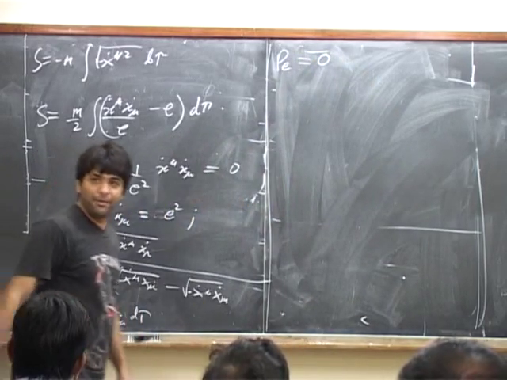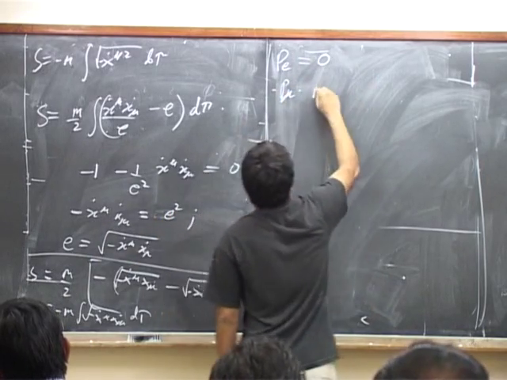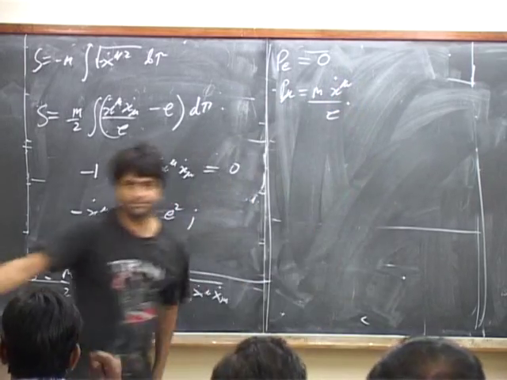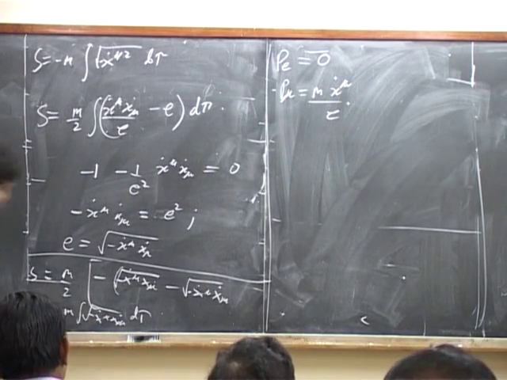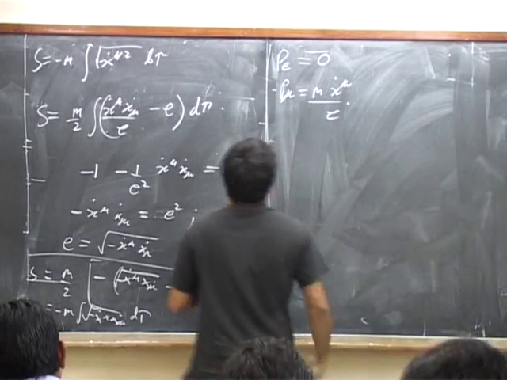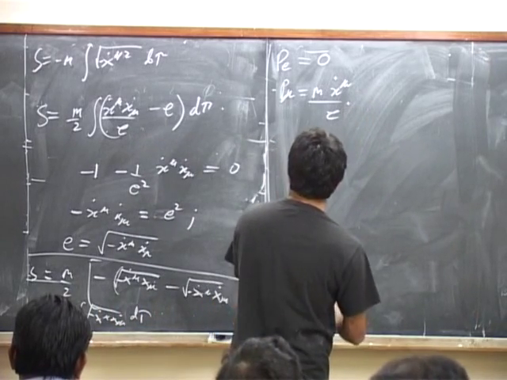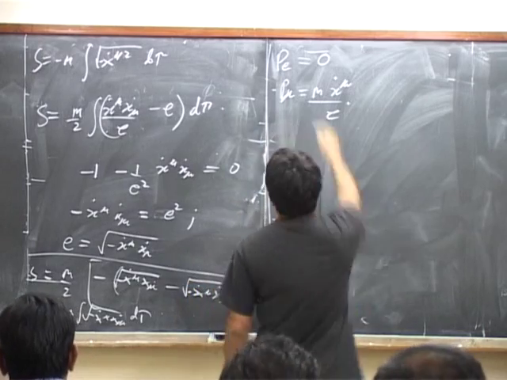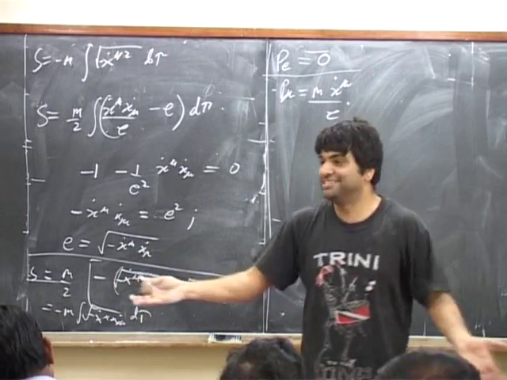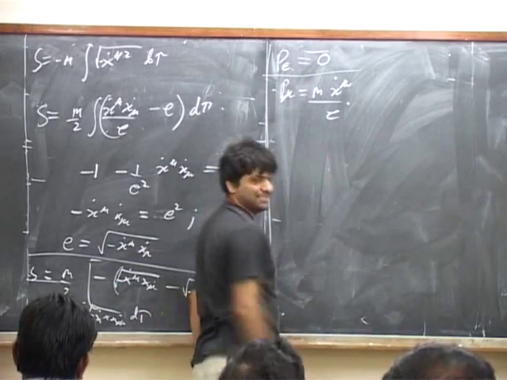Okay, what about the canonical momenta? So p mu was what? Well, we get m x mu dot by E. Now, the next thing we see is that this is already a constraint. That a momentum conjugate to a particular variable is identically zero is telling you it can't be a normal phase space. It's a subspace of the phase space. So you have at least one constraint in our system.